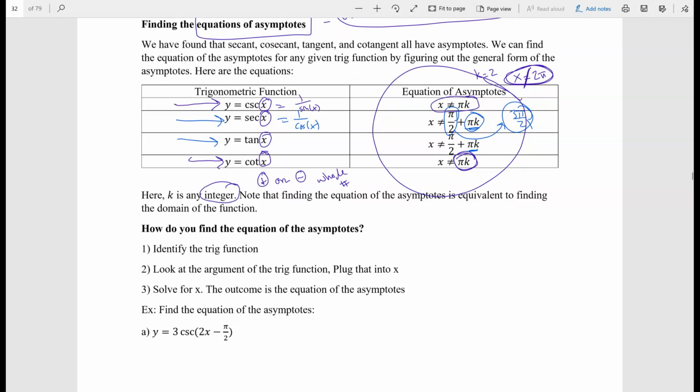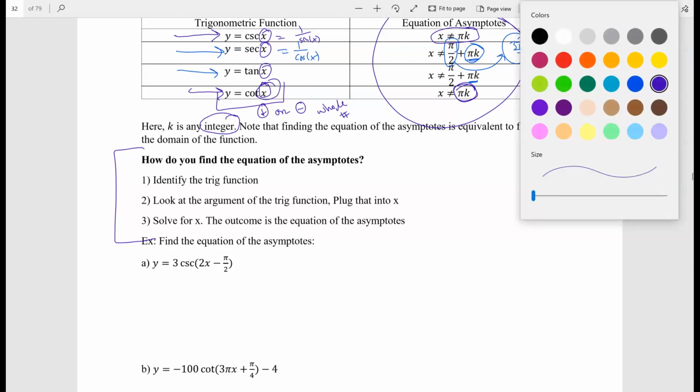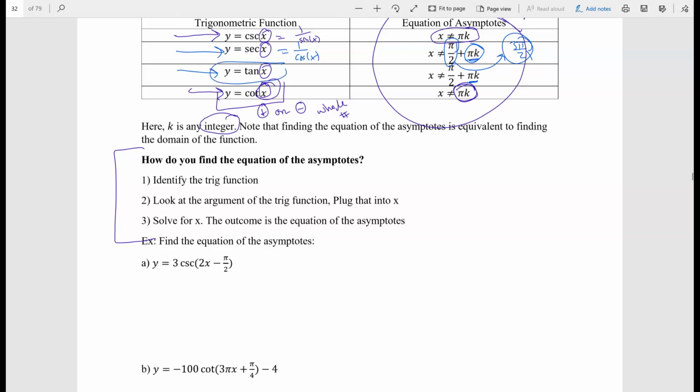Here I gave you a couple of rules. The first thing that you want to do is identify the trig function, so which of these functions am I dealing with. Then look at the argument of the function, the inside, and plug that into the x. For example, if I have the tangent and I had a 2x in here, then I'm going to plug in 2x wherever I see an x. Then you're going to solve for x. The outcome is the equation of the asymptotes, which is basically equivalent to finding the domain. So the domain of the trig function is basically finding the equation of the asymptotes.